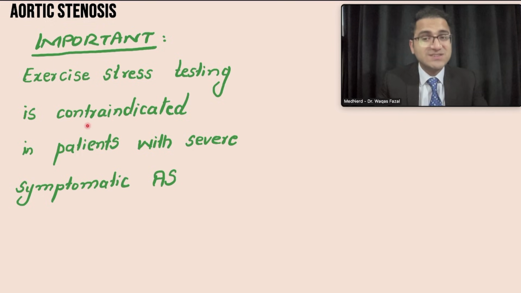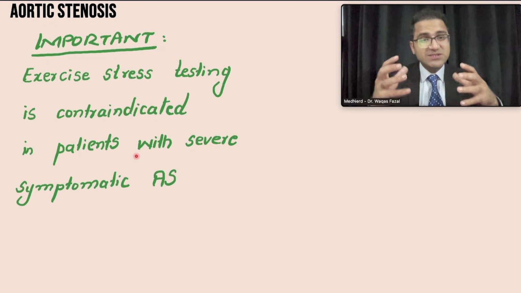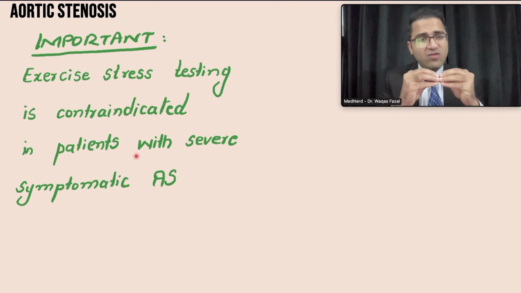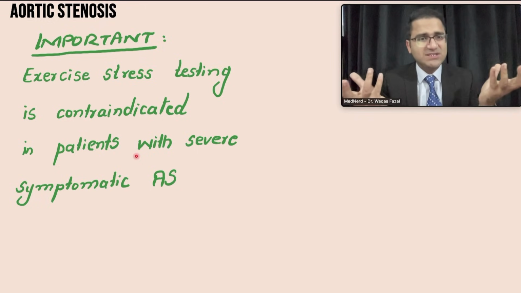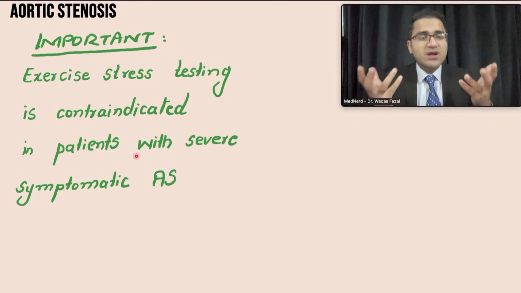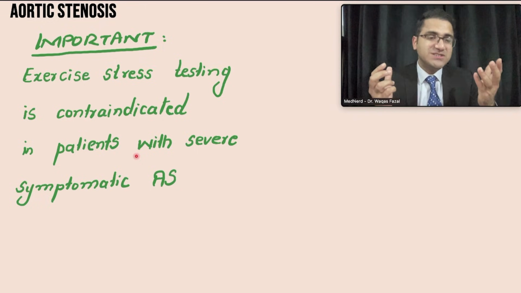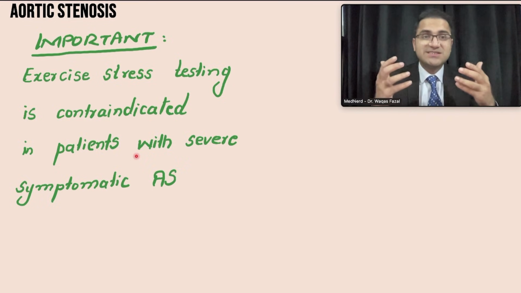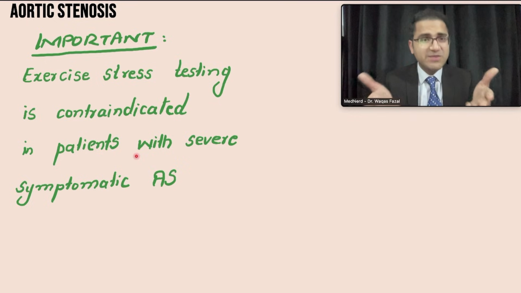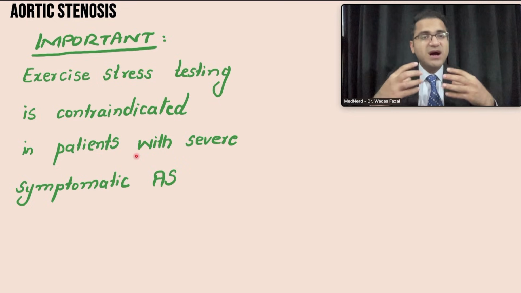Exercise stress testing is contraindicated because these patients already have a stenotic valve, and that makes sense. That is the cause of angina. You do not need to further do exercise stress testing to investigate, because if you do exercise stress testing and they start running on the treadmill, there is a chance that they will collapse. They might get an MI because the heart cannot perfuse properly due to the aortic stenosis.